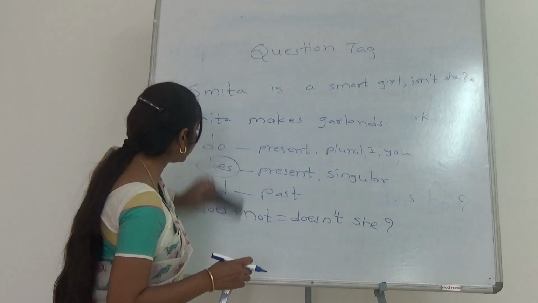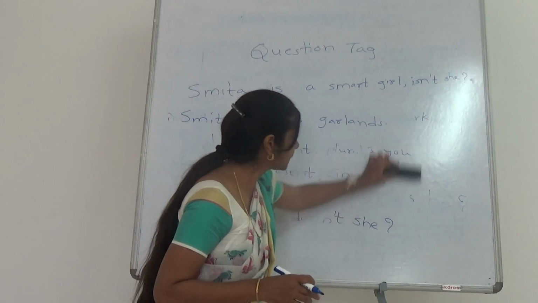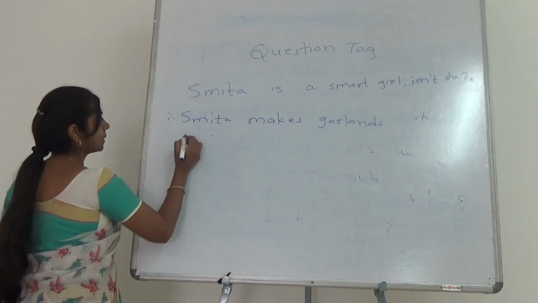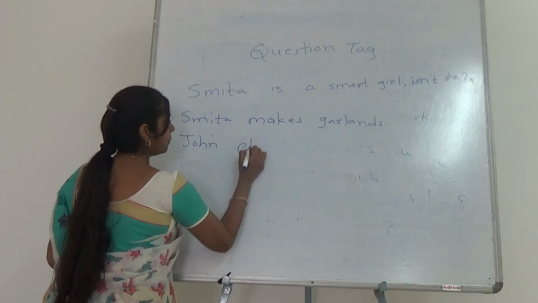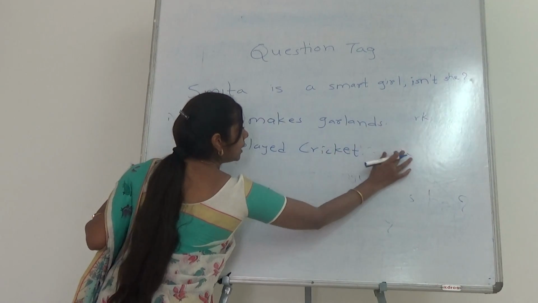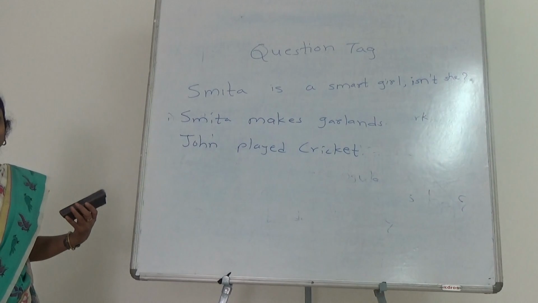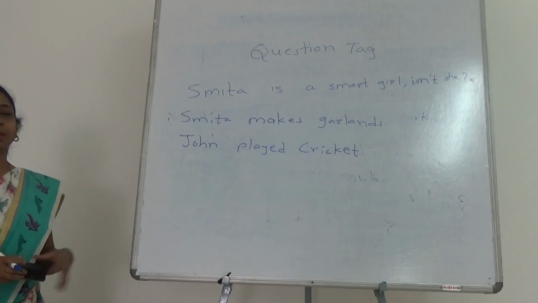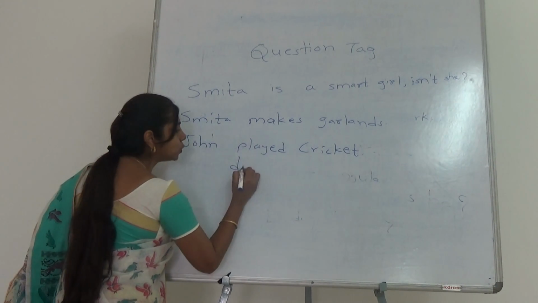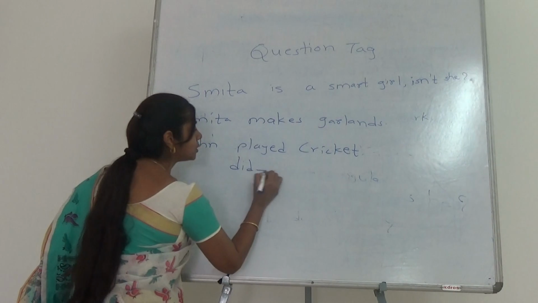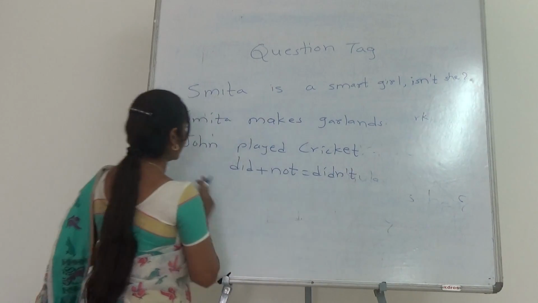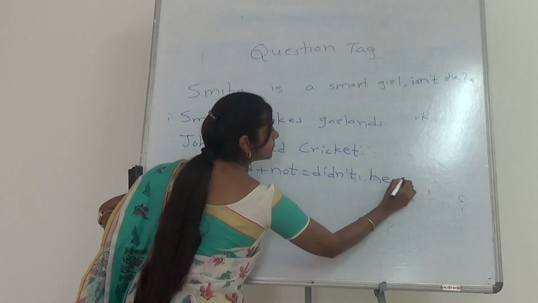Let us take another example. John played cricket. Now in this sentence also there is no helping verb. Remember the conditions. The given sentence is in past tense, played, and therefore we need to use did here. The sentence is positive, so we will use not. Its short form is didn't, and the pronoun for John is he.